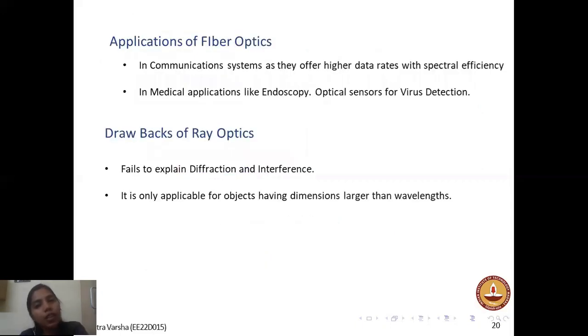Fiber optics is vital in communication systems as it offers very high data rates, and it is also used in medical applications like endoscopy and virus detection. The drawbacks of ray optics are that it fails to explain the phenomena of diffraction and interference. It is only applicable for objects having dimensions larger than the wavelength.